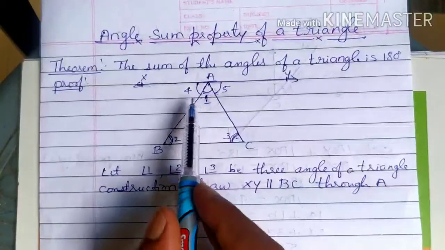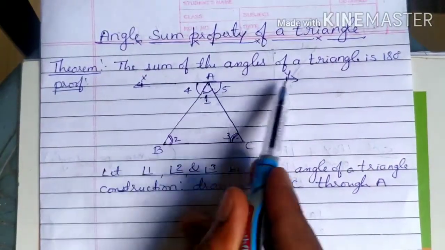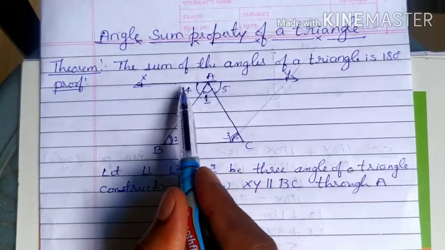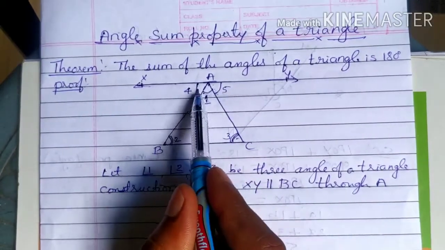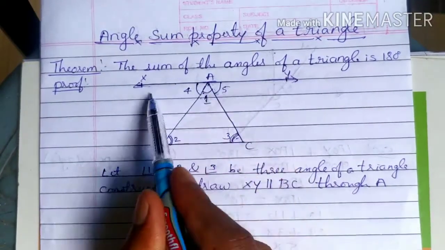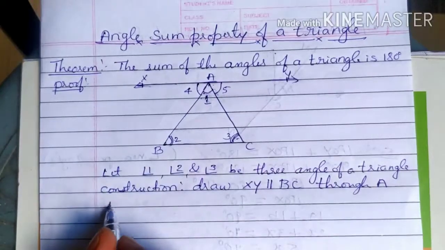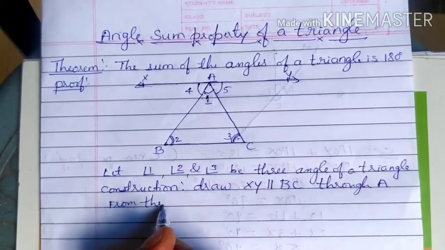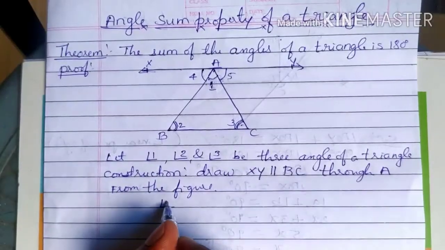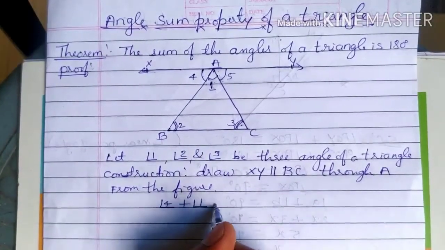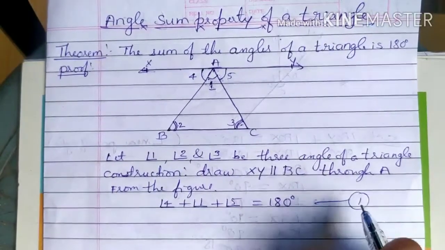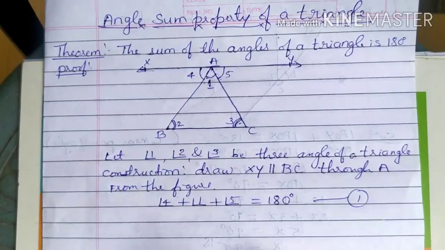Now from the figure we can see that XAY is a straight line. If there are two or three angles on the same line, then the sum of all those angles is always equal to 180 degree, because of the linear property of angles. So from the figure, angle 4 plus angle 1 plus angle 5 is equal to 180 degree. Let this be equation 1.